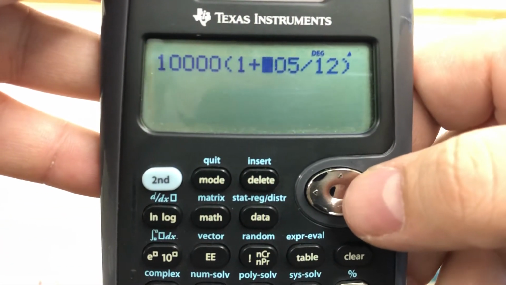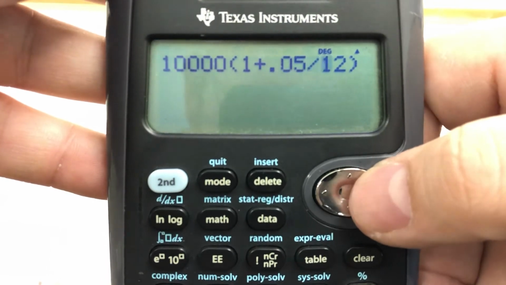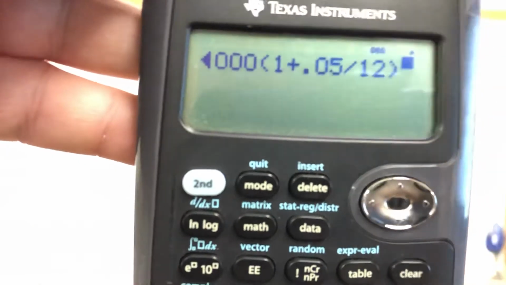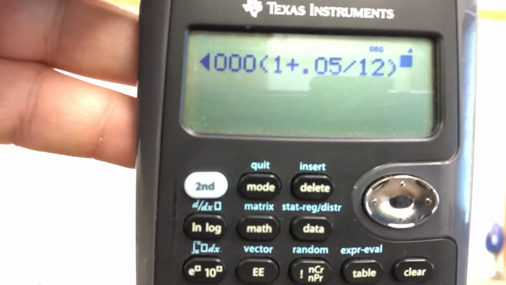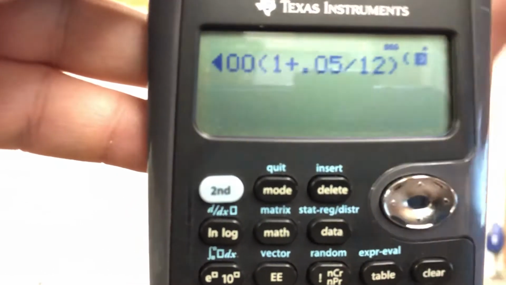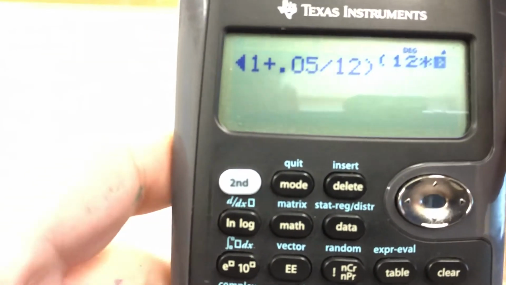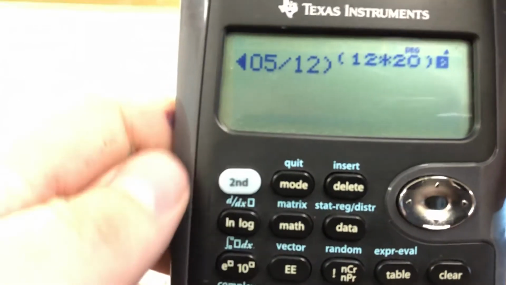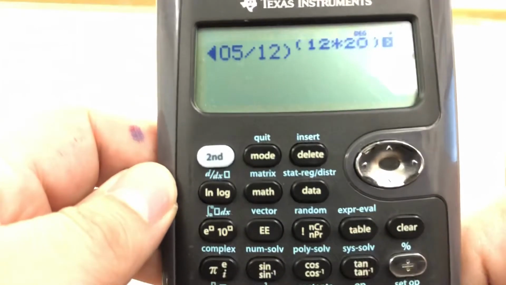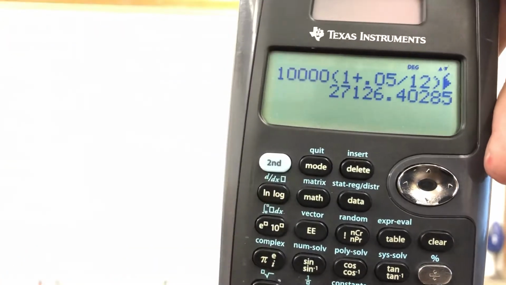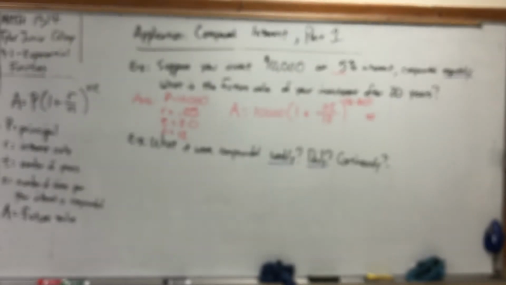So, all right, so 10,000 times 1 plus 0.05 divided by 12, exponent. Now this calculator's exponent button is here. And when I press it, it puts an exponent there. And because it knows everything's in the exponent, I don't need parentheses, but I always like to play it safe. So we'll do 12 times 20, close that parentheses and press enter or equals, and we get the same answer we got before, $27,126.40. So let's go write that answer down.